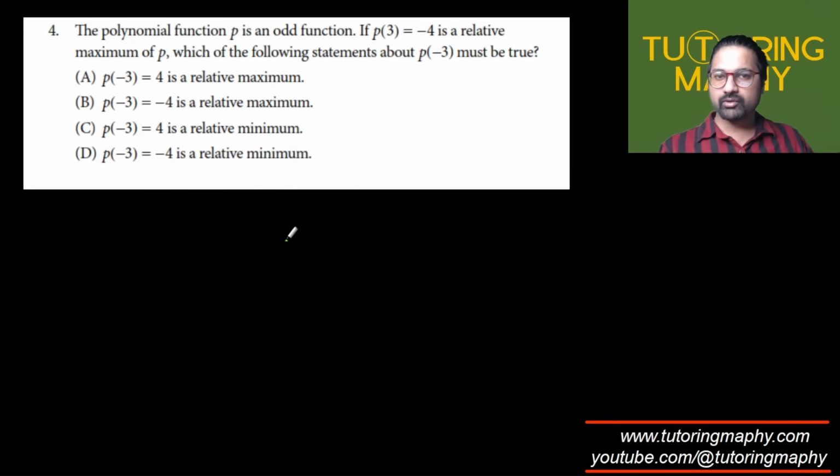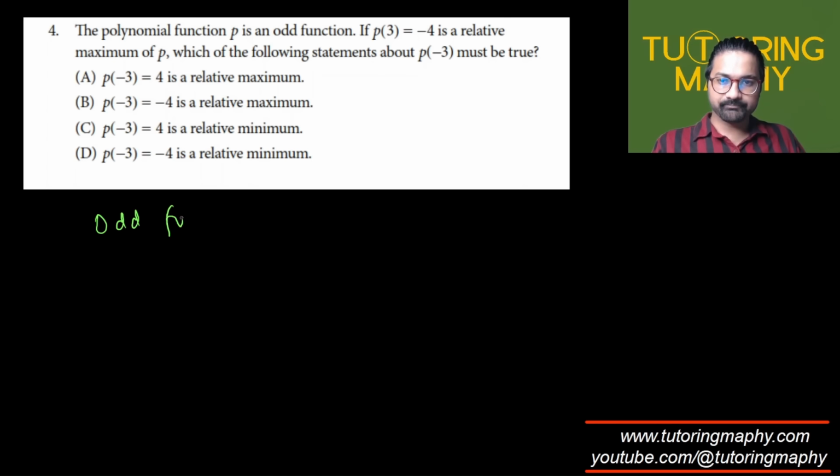All right, let's talk about the next question. This one says that the polynomial function p is an odd function and p of 3 is -4 is a relative maxima of p. Which of the following statements about p of -3 must be true? Okay. First things first, an odd function is symmetric about the origin.